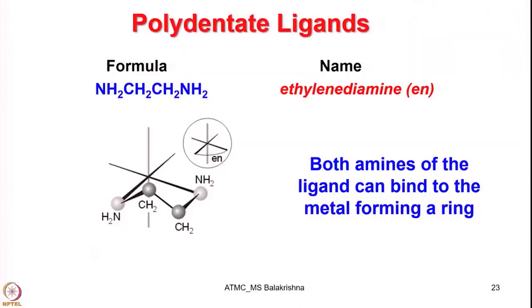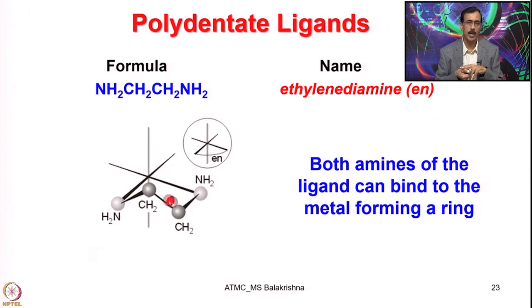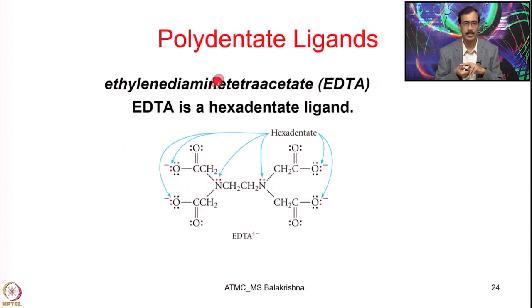When we go to polydentate ligands, a typical example is ethylenediamine. Both the amines of the ligand can bind to the same metal forming a ring. So this is called a chelate ring. Many polydentate ligands having a longer chain are capable of donating through all the donor atoms, establishing bonds with the same metal. Then they are called chelate ligands, and such compounds are called chelate compounds or chelate complexes. A typical example of a polydentate ligand is this hexadentate ligand EDTA.